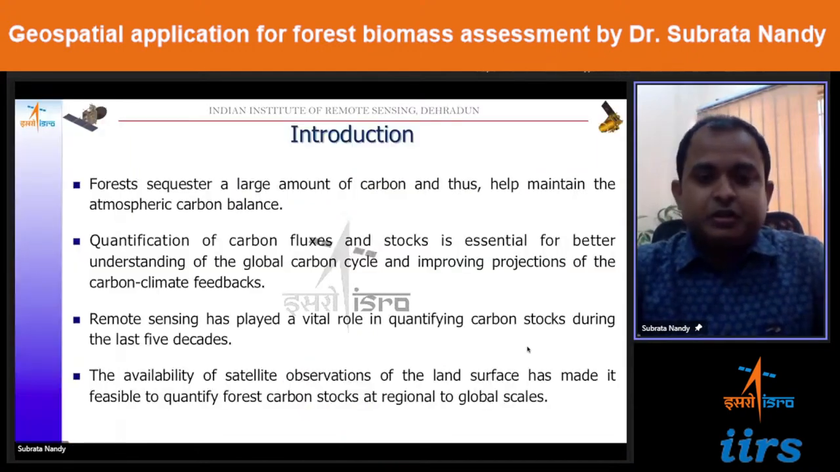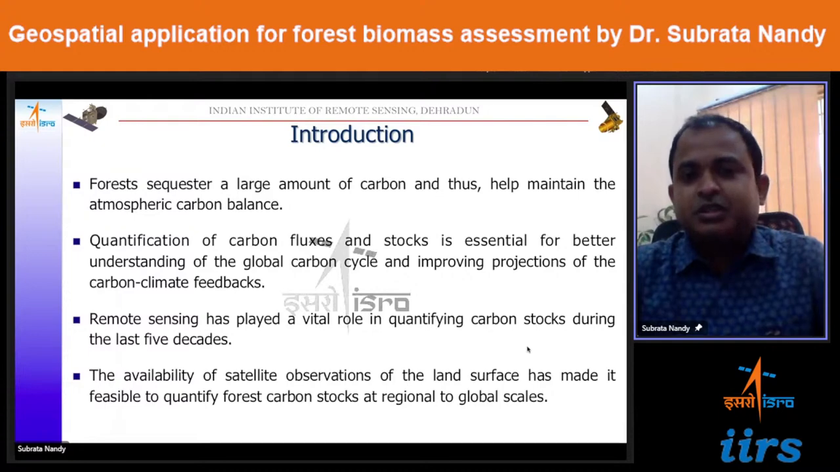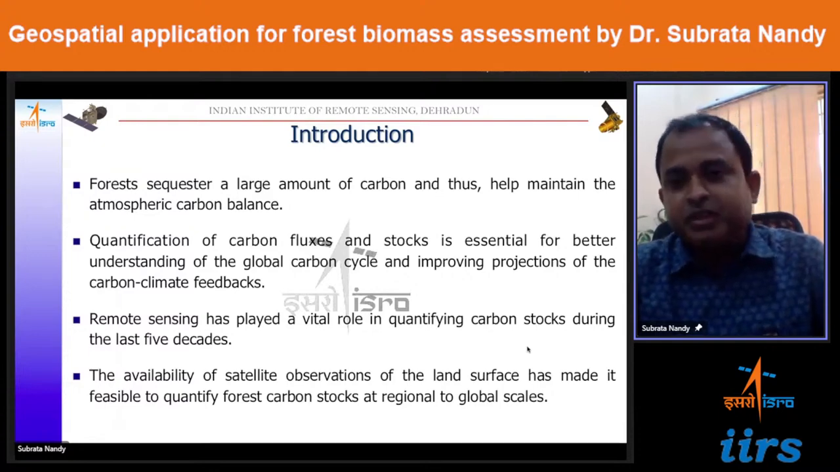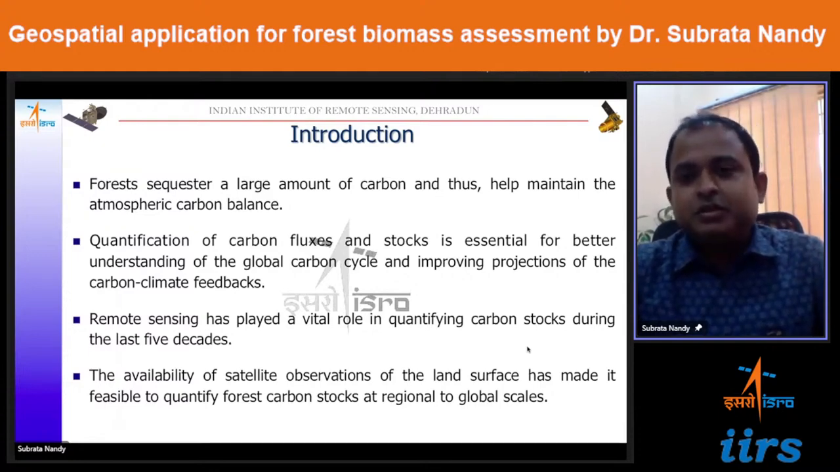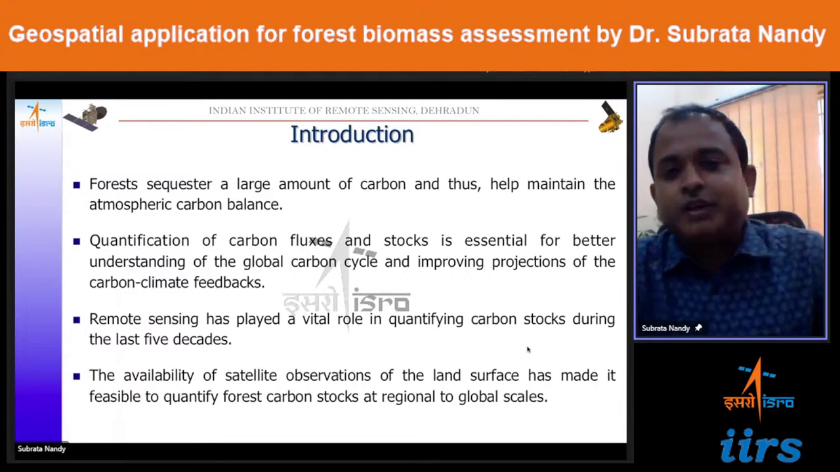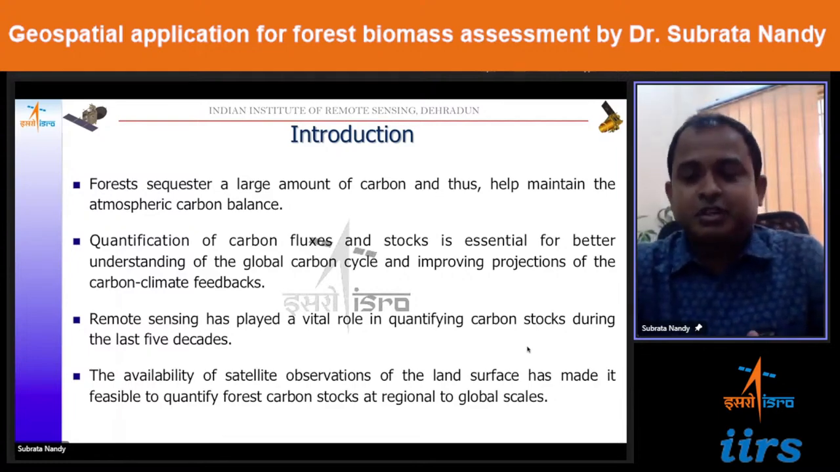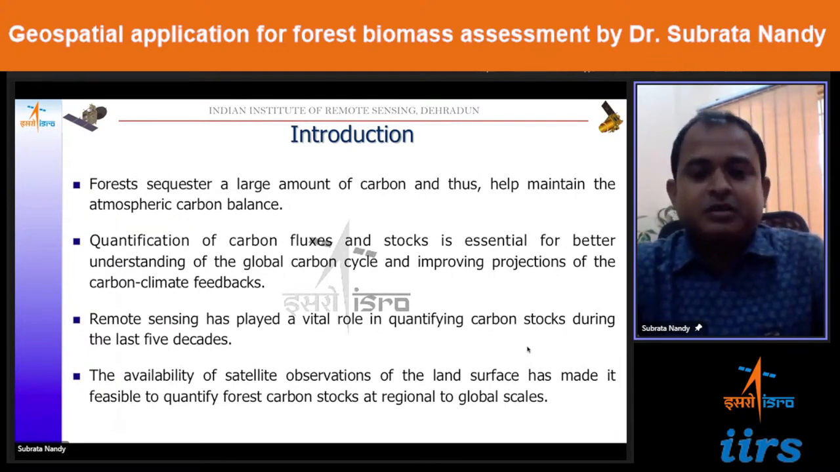Now, to start with, we know that forests sequester a huge amount of carbon, and thus help maintain the atmospheric carbon balance. Hence, the quantification of carbon fluxes and stock is very much essential for a better understanding of the global carbon cycle. And in this, remote sensing plays a very important role in quantifying the carbon stocks.